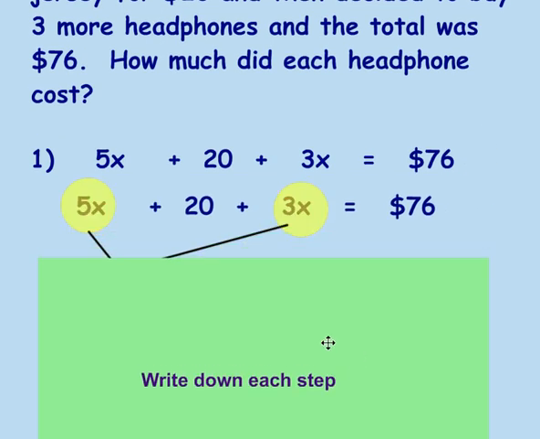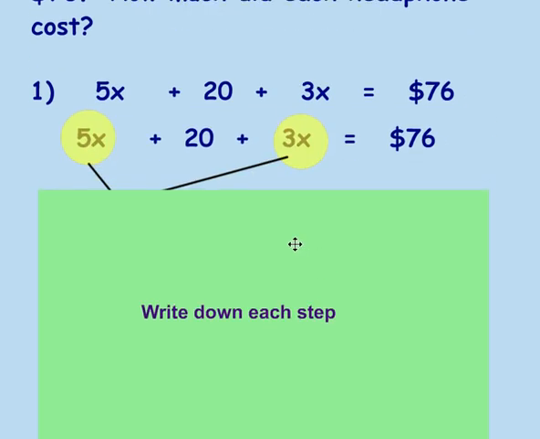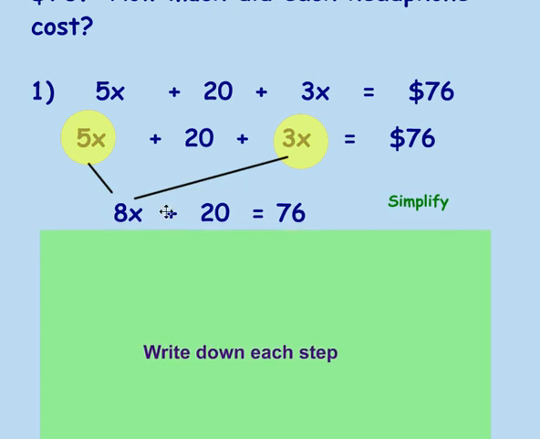So here's the common sense thing: okay, I've got 5 headphones and 3 headphones. Why don't I just combine those together? And I should get 8x. So it's not any of this subtraction. Now here's a mistake that some people will do: they'll try to subtract 3.